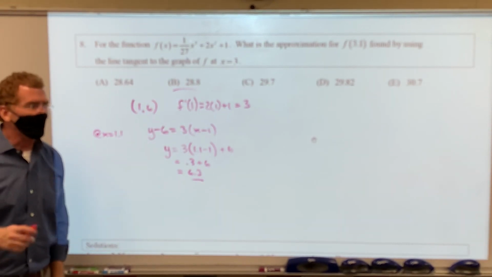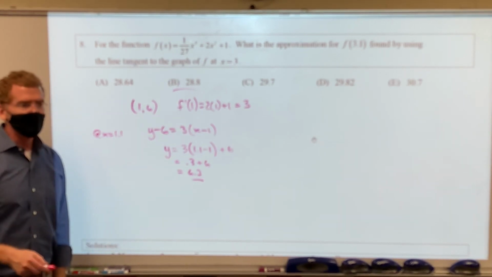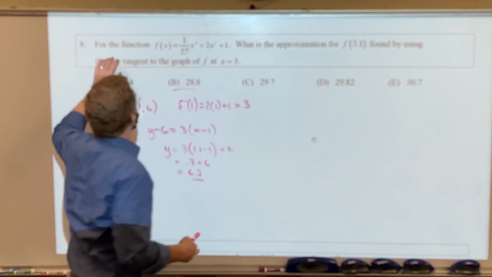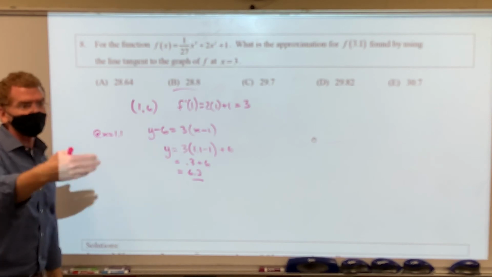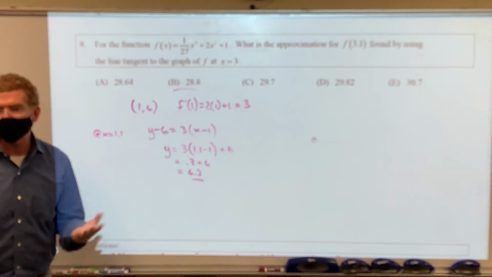So literally, you sucked it up and went, oh, screw calculus, I'm doing it my way. And you plug it in there, but what you didn't do is give the approximation using a line tangent to the graph. So even though you gave it a good value and did a lot of handy algebra 1, you're not going to get credit for this.